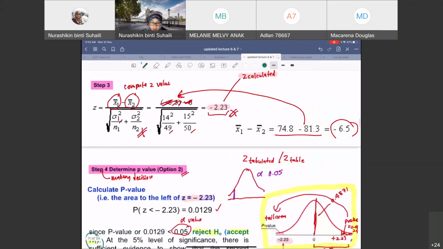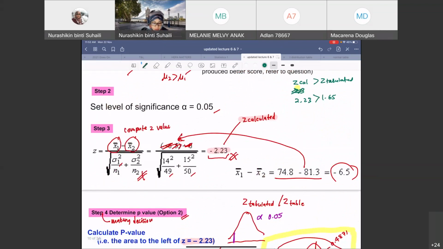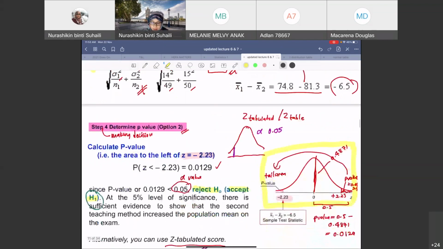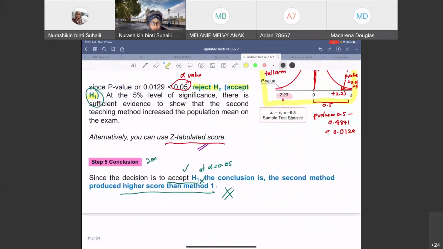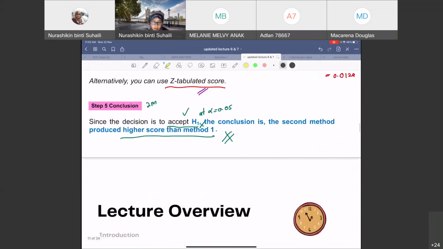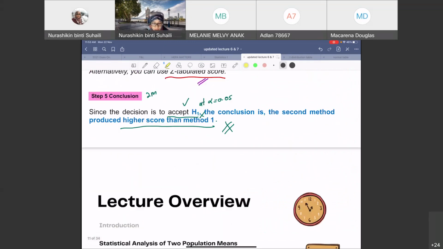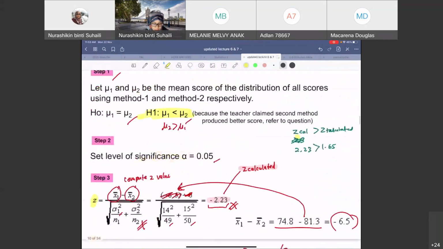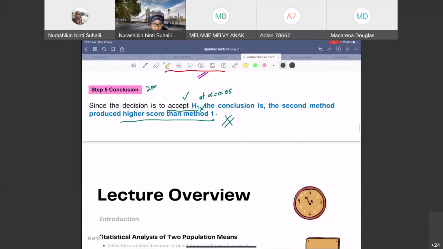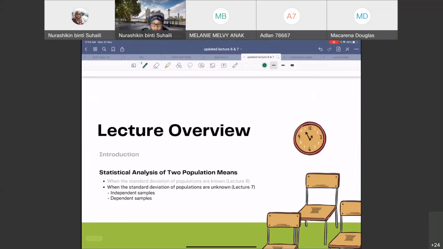The thing you have to take note of, which is different from the previous topic on one sample, is the Z calculation. The step of making a decision is actually the same. You just have to know how to determine the Z table and also the P value, and the rest is the same. At the end, you want to make a conclusion. So that is this one, which is actually in lecture 6.